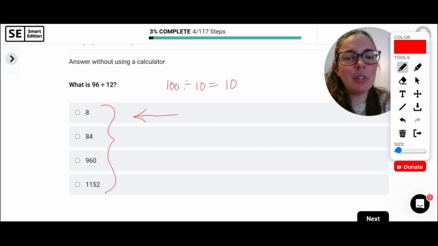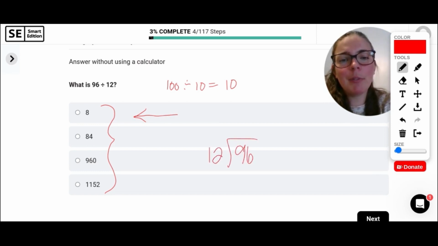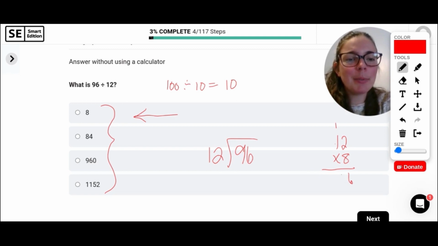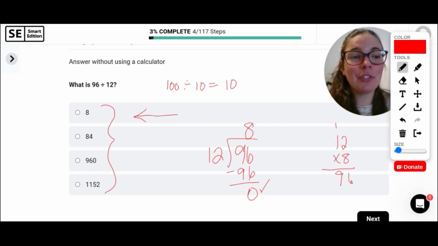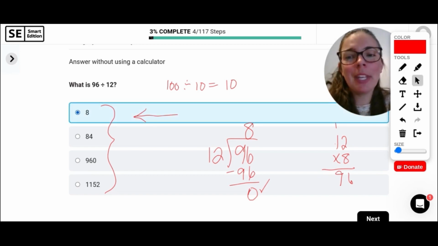If I wanted to use the division algorithm here, 96 divided by 12, I would have to see how many times 12 goes into 96. The fact that I'm already thinking 8 is the right answer, I'm going to do 12 times 8 and see what I get. 2 times 8 is 16. 1 times 8 is 8, plus 1 is 9. I do get 96, so it looks like 8 is correct. So just by using estimation, I could find the answer, and even if I want to just use it to help me with the division, it could be really helpful.